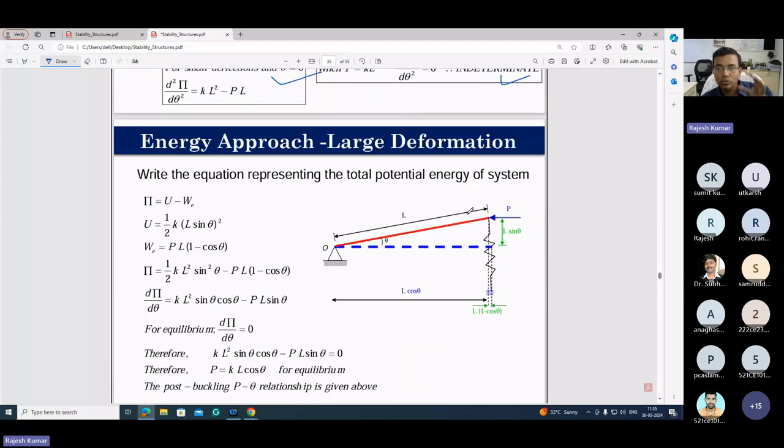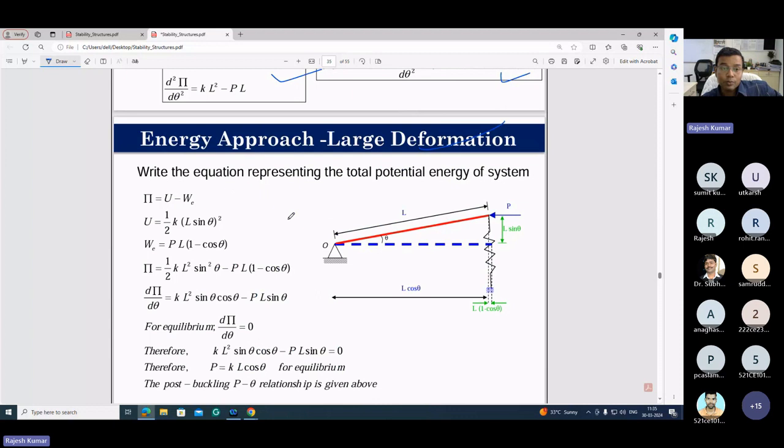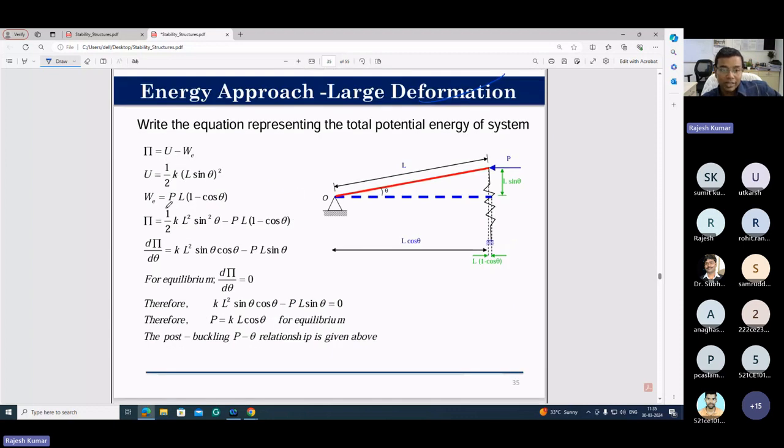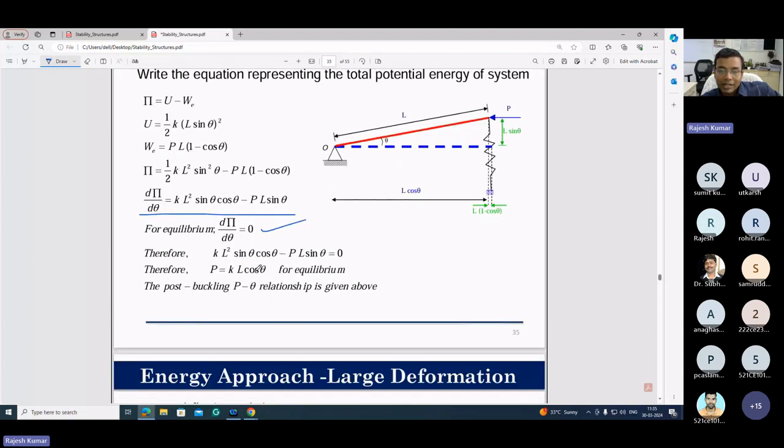So what exactly do you have to do? Large deformation analysis. Again, you write the potential energy and differentiate it for equilibrium, but you cannot make cos theta equal to 1. So you solve for equilibrium, and you get P is equal to KL cos theta. For a small deformation, cos theta becomes 1, but for large deformation we cannot make it 1. Then you plot this P is equal to KL cos theta.